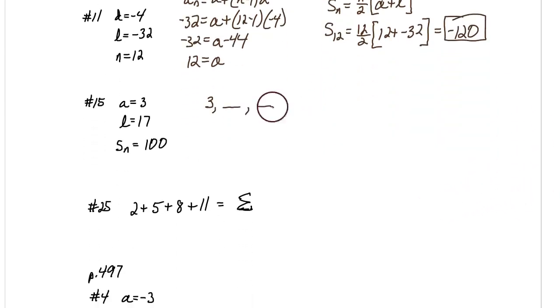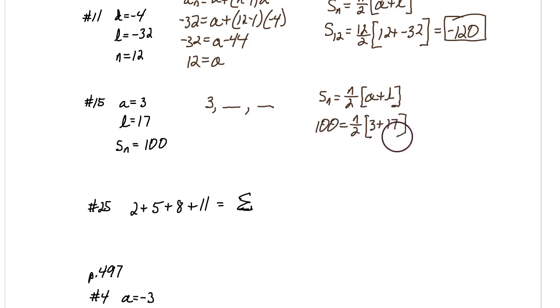Number 15. Since we know values for a, L, and the sum, let's use our formula for finding the sum that involves a and L. That formula is n divided by 2 times a plus L. And we'll make our substitutions. For s sub n, fill in 100. For the letter A, fill in 3. For the letter L, fill in 17.